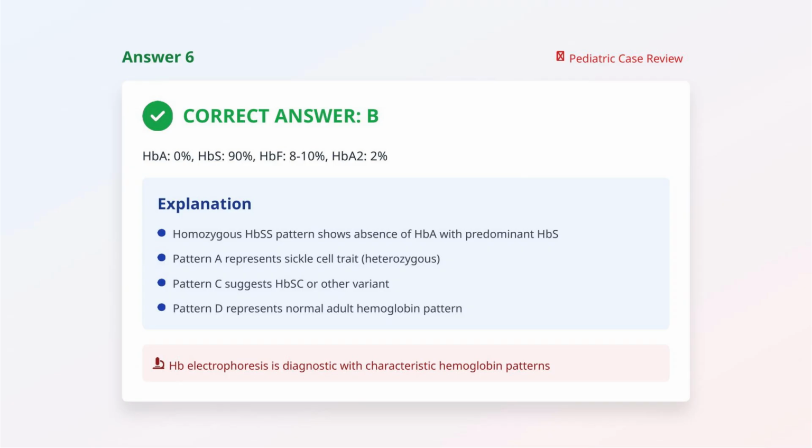Pattern A represents sickle cell trait, which is the heterozygous state. Pattern C suggests hemoglobin SC disease or another variant. Pattern D represents the normal adult hemoglobin pattern. Hemoglobin electrophoresis is the diagnostic test that reveals these characteristic patterns. Additional laboratory findings in sickle cell disease include normocytic normochromic anemia with reticulocytosis and blood film showing anisocytosis, poikilocytosis, and sickle cells.